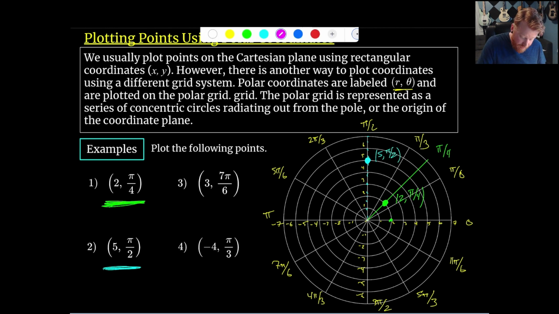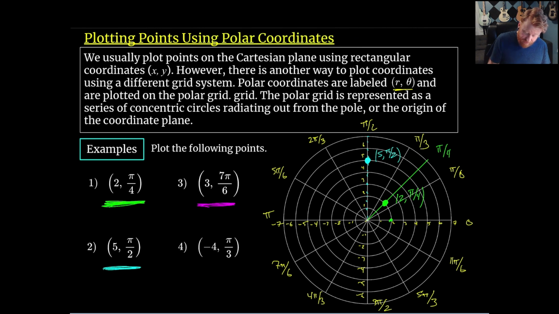If we want now the point (3, 7π/6), what we can do is look at this reference line here that's associated with 7π/6, and we just want to go out a distance of 3 from the pole there. So here is the point (3, 7π/6).